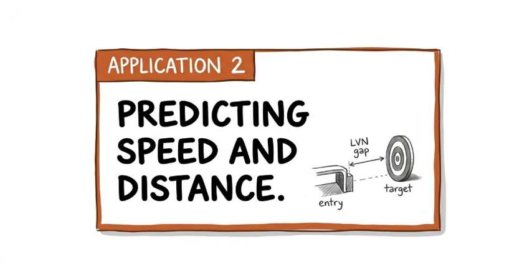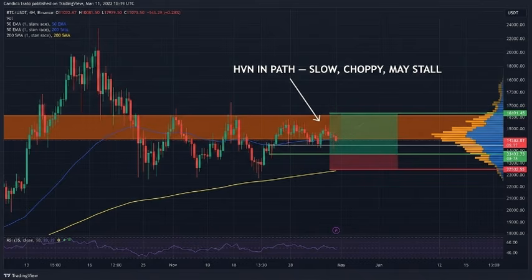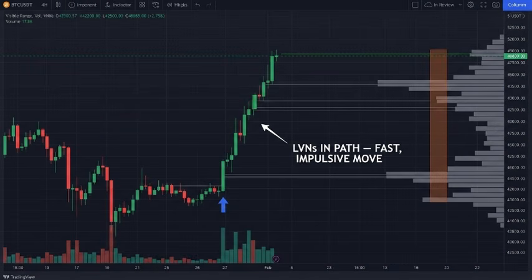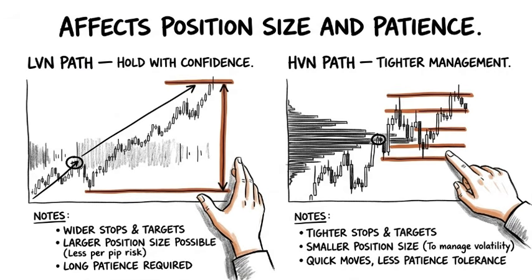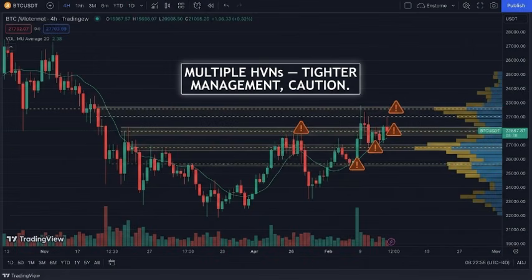Application 2. Predicting the speed and distance of a move. Before entering any trade, look at what sits between your entry and your target on the volume profile. If the path to your target passes through a major HVN, expect a slow, choppy move that may stall. If the path passes through a series of LVNs, expect a fast, impulsive move with minimal resistance. This information should directly affect your position sizing and your patience after entry. A trade through an LVN into empty volume territory deserves confidence. A trade pushing through multiple HVNs deserves caution and tighter management.